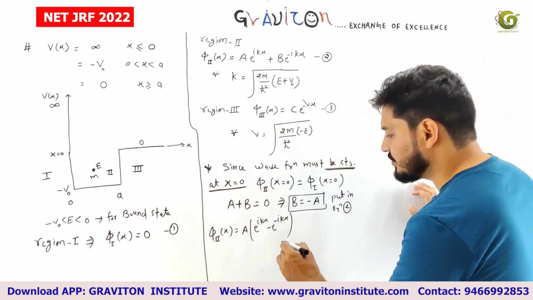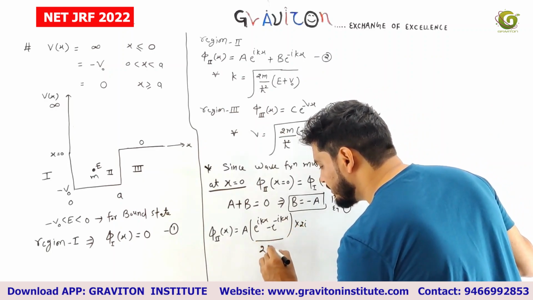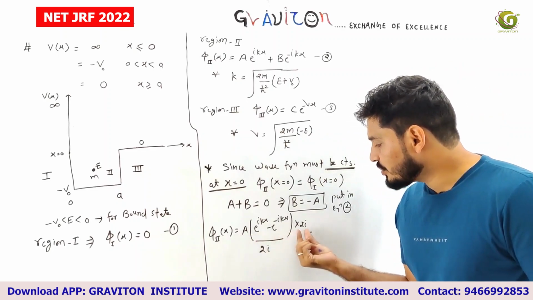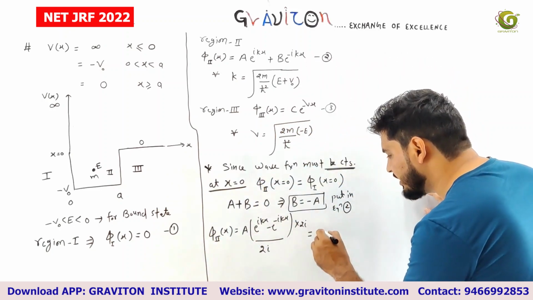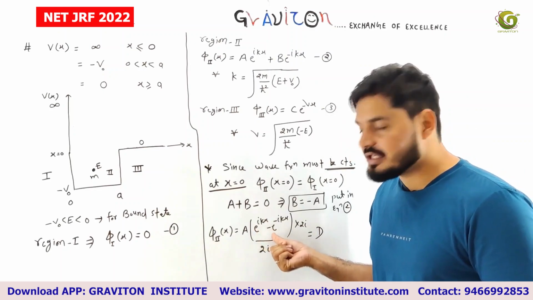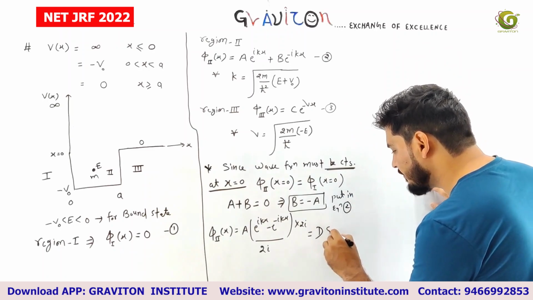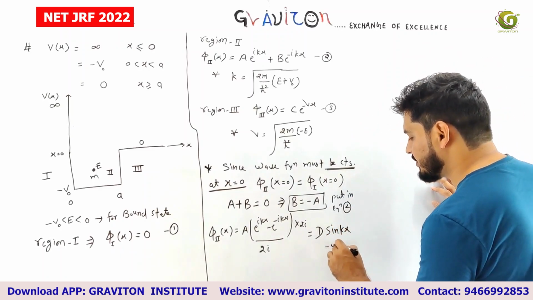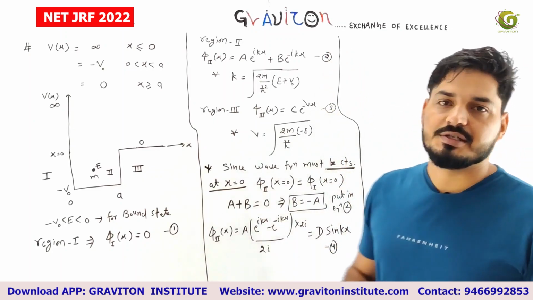Right? Now what can I do? Just multiply by 2i and divide by 2i. So this will become A into 2i, which is another constant. Let's suppose this is some other constant D. And this is (e^(iKx) - e^(-iKx)) divided by 2i, which is simply sin kx. Let's suppose this is equation 4. Now you see.